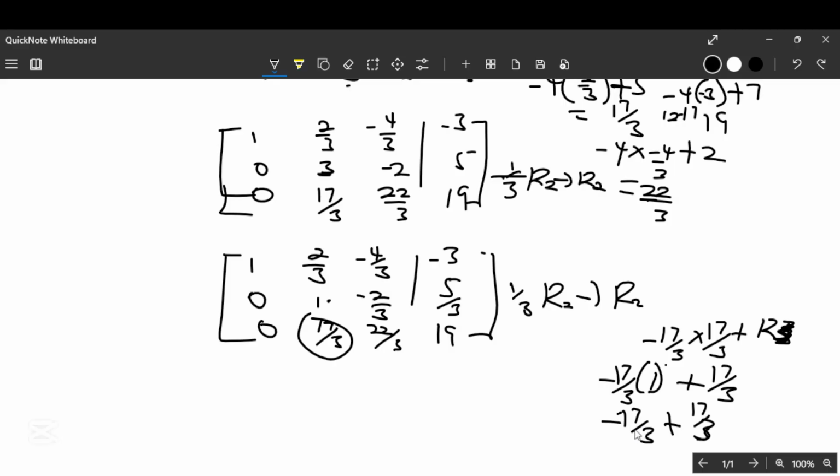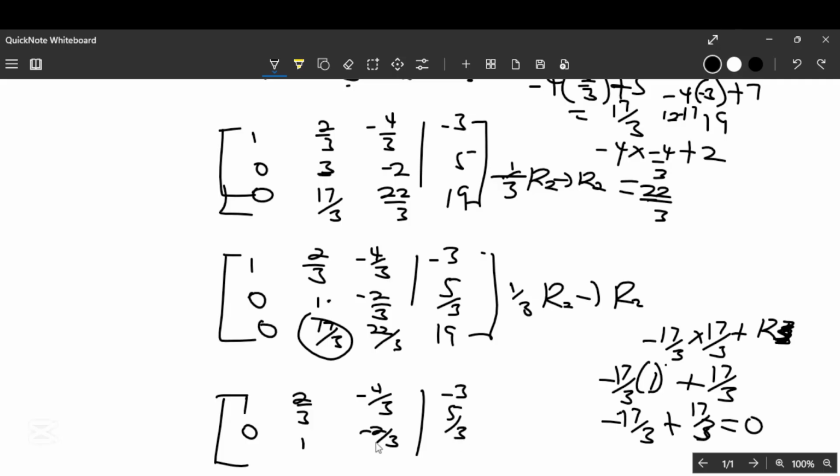Okay, so you have negative 17 on 3 plus 17 on 3, and that gives us 0. If we perform that operation, then it's possible to turn this place to be equal to 0. So you have 1, 2 on 3, negative 4 on 3, negative 3, 0, 1, negative 2 on 3, 5 on 3, 0, 0.